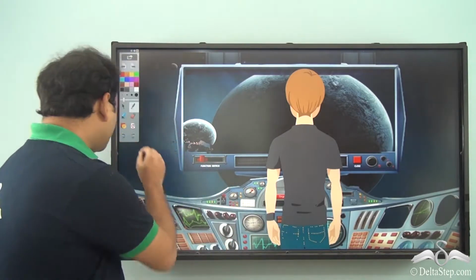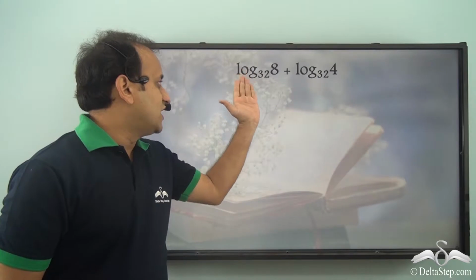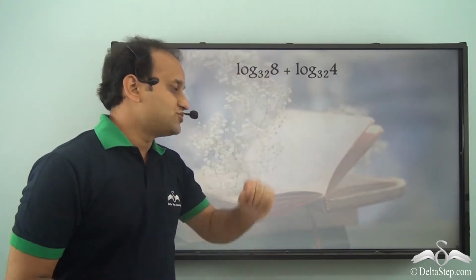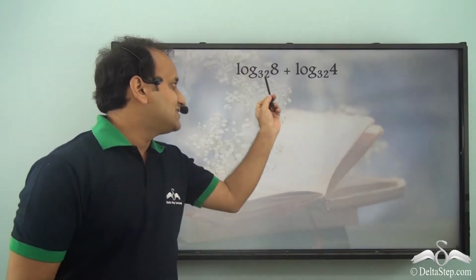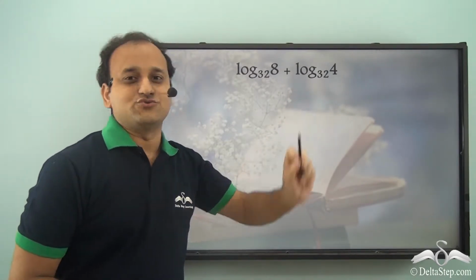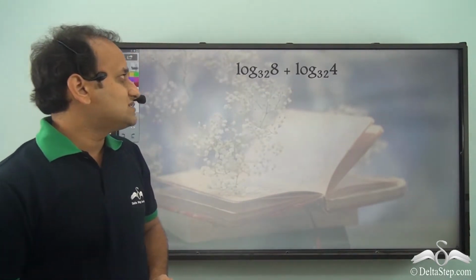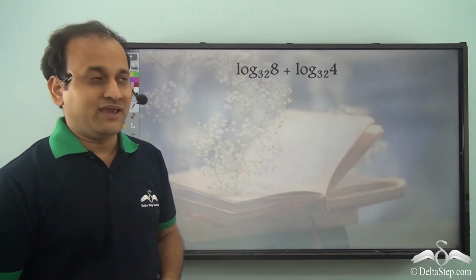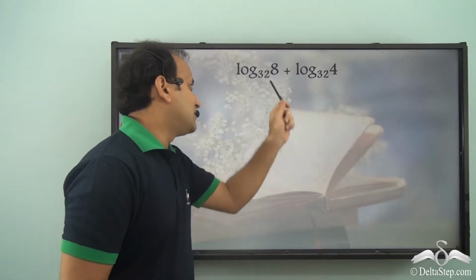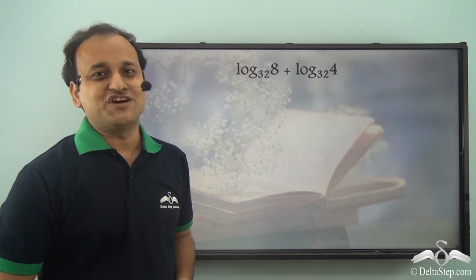So, the initial speed of the engine was log 8 to the base 32, and after that, an additional engine was added whose speed is log 4 to the base 32. Now, if he needed to add this, it was a bit difficult. Reason being, the base is 32 while the numbers are 8 and 4, which are not powers of 32.